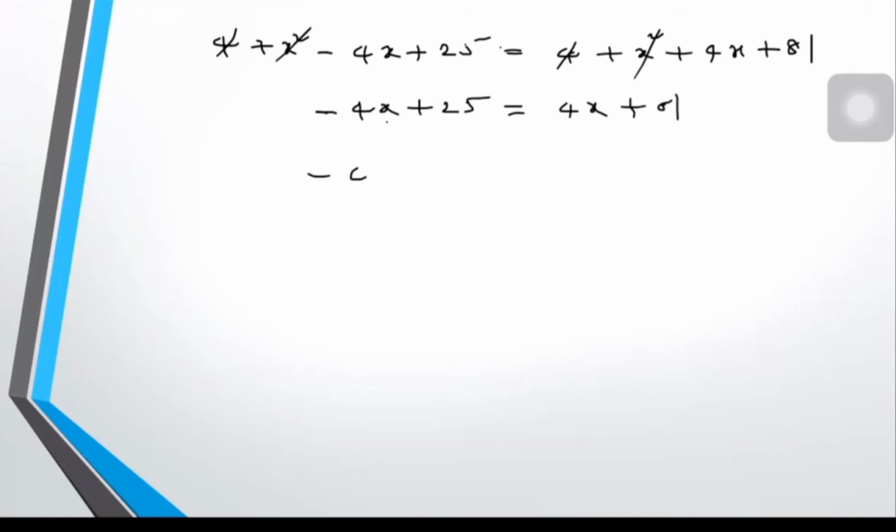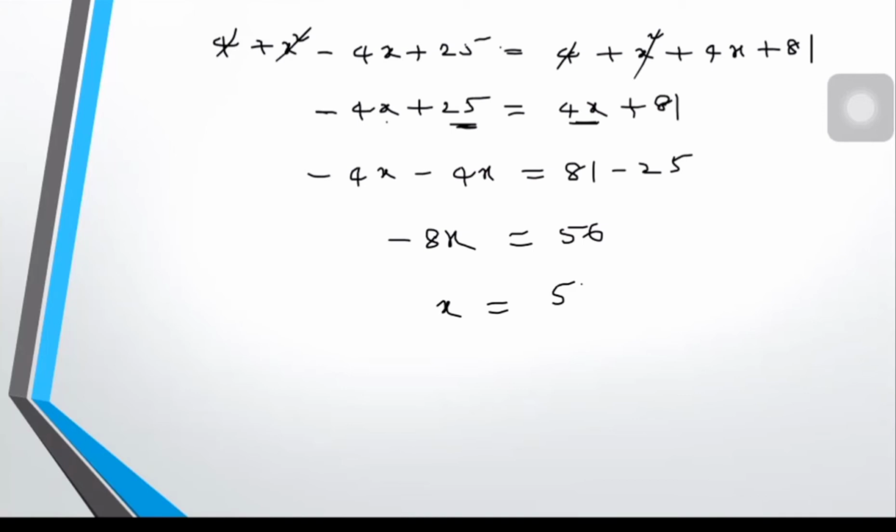Now bring this 4x to the left hand side, then plus 4x will become minus 4x. The 81, this plus 25, I'm sending to the right hand side, then plus 25 will become minus 25. So minus 4x minus 4x is minus 8x is equal to 81 minus 25 is 56. So x is equal to 56 by minus 8. 8 in 8 table, 56 is 7 times. So x is equal to minus 7, answer.